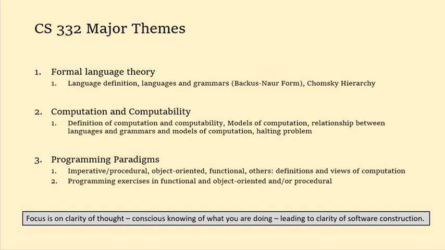So we start with some formal language theory, language definition, languages and grammars. This sets up the idea of computation and computability. Then we talk about different models of computation, the relationship between the languages and the models, and the idea of what it means for something to be not computable. And then the more applied portion of the course are the programming paradigms, the imperative/procedural, object-oriented, functional, and then you'll do programming exercises in each of those different categories.